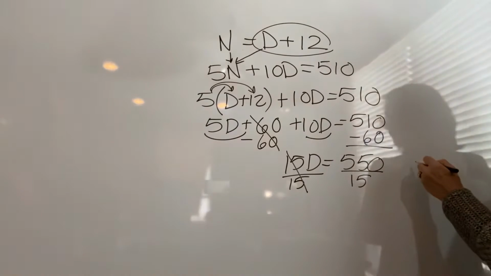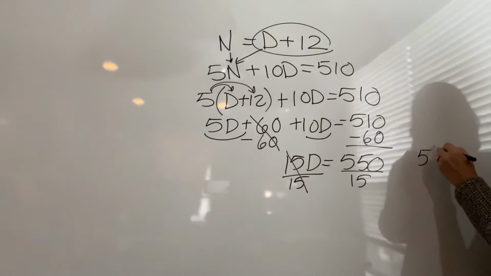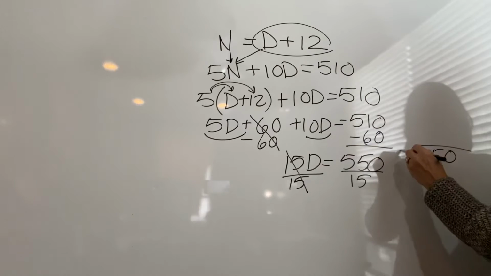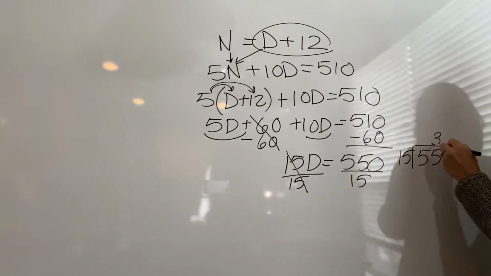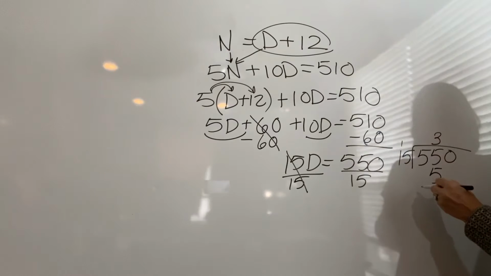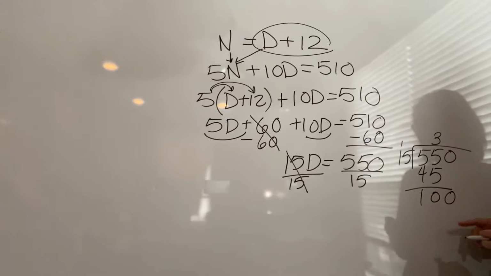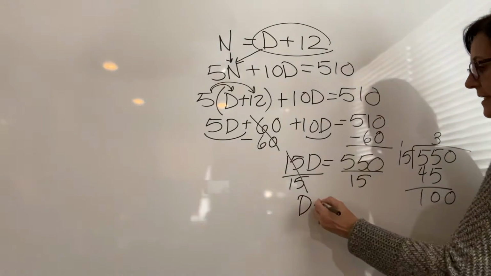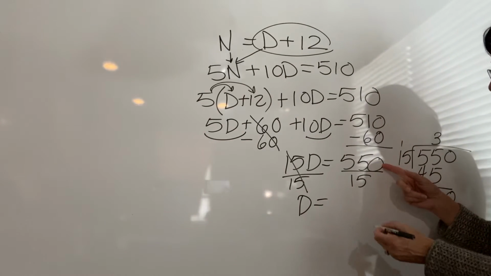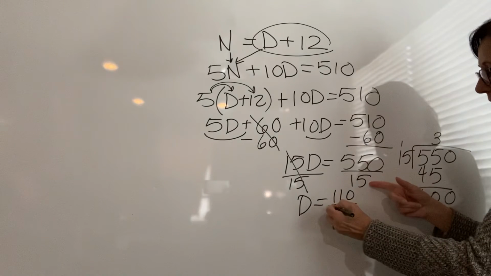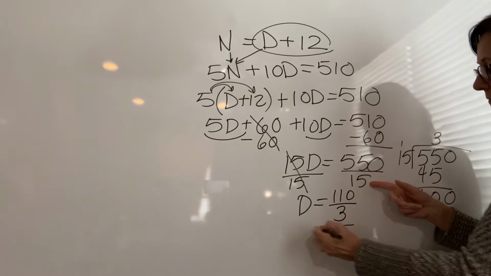So let's do this, division. 550 divided by 15, I think it will go 3 times. That's 45. I'm left with 100. I can only simplify. It's not going to go in an even amount. So I'm going to simplify. D equals, I'm going to divide both of them by 5. So that's 110 over 3.